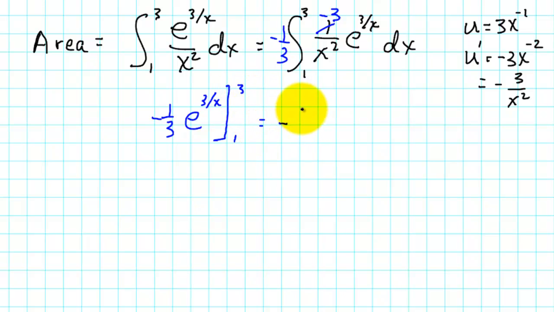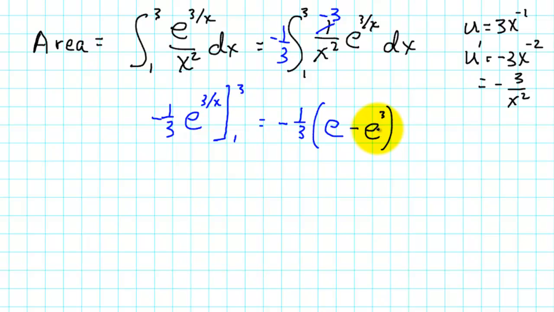So now we have negative 1/3 times, now we plug in 3, so we have 3 over 3 is 1, so we have e to the first power, minus, and if we plug 1 in, 3 over 1 is 3, e cubed. That would be our exact value.